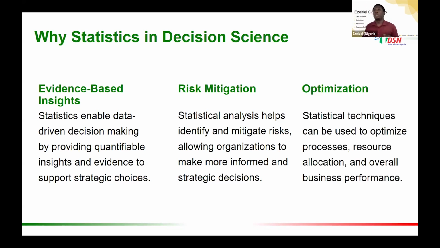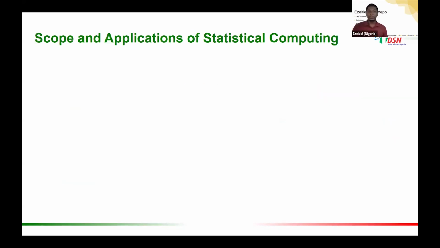The statistics also helps us to optimize resource allocation, right? So for example, now we have an abundance of resources, but the resources are not being equally distributed because they are not employing statistics to make all these decisions.